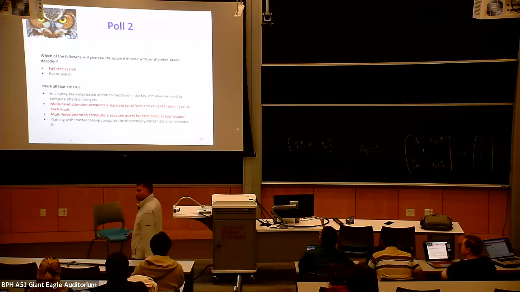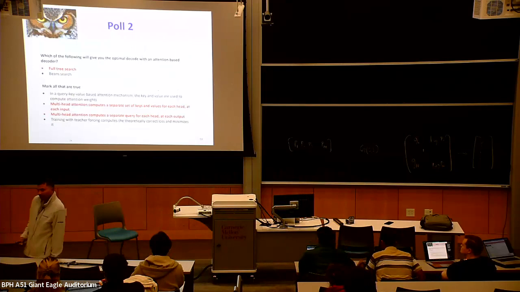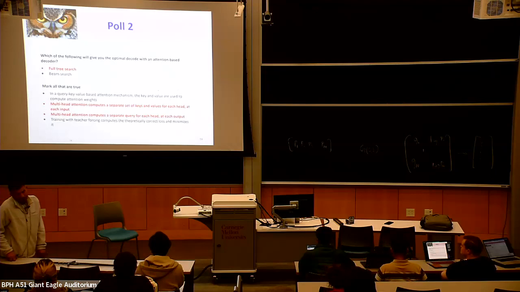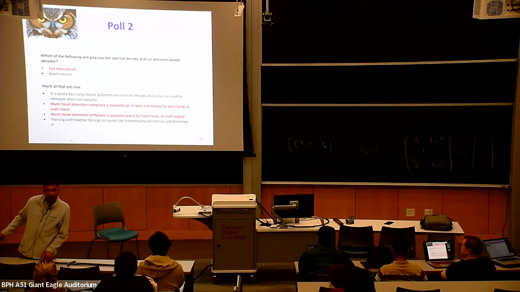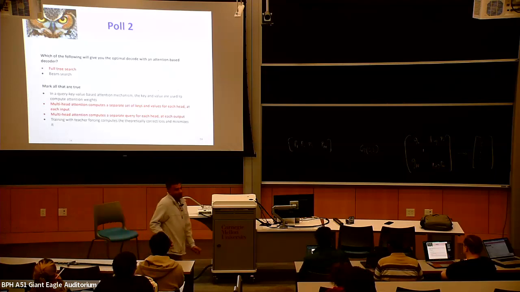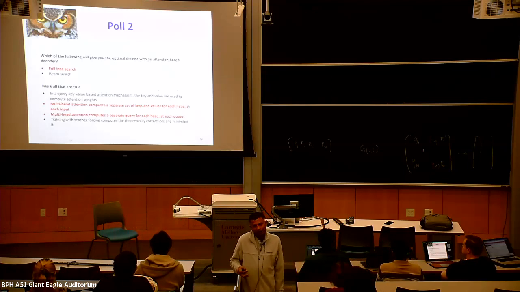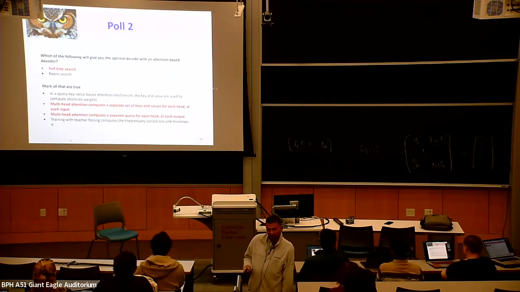Full tree search is what you would have to perform to be fully optimal. And multi-head attention computes a separate set of keys and values for each head. And it also computes a separate query on the decoder side corresponding to each head. And the different heads may be thought of as computing different views of the input to compute a context vector, right?